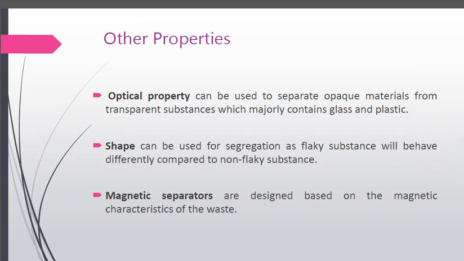First is optical property. What is this? Optical property can be used to separate opaque materials from transparent substance, which majorly contains glass and plastic. Second is shape. Shape can be used for segregation as flaky substance will behave differentially compared to non-flaky substance. Basically, shape means flaky, rounded, triangular. So shape can be used for segregation.